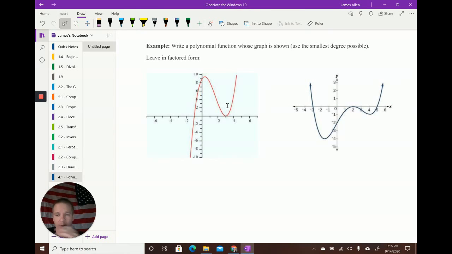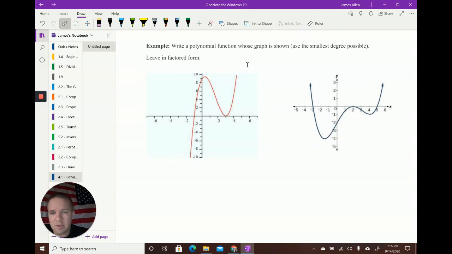All righty, we're going to write some polynomial functions based on the graph shown. We use the smallest degree possible. And what we mean by that is, well, this is an odd degree. So we're going to use, in this case, a degree of 3, right? Rather than using some degree of 5, 7, so on and so forth. So we're going to use a degree of 3. So we want to leave it in factored form as well. Wonderful. Who wants to FOIL all that mess out?